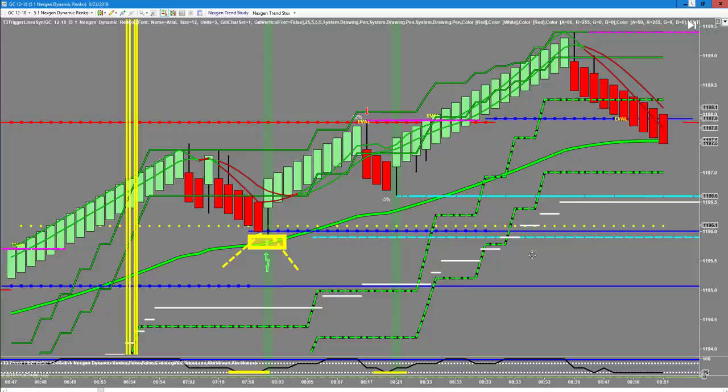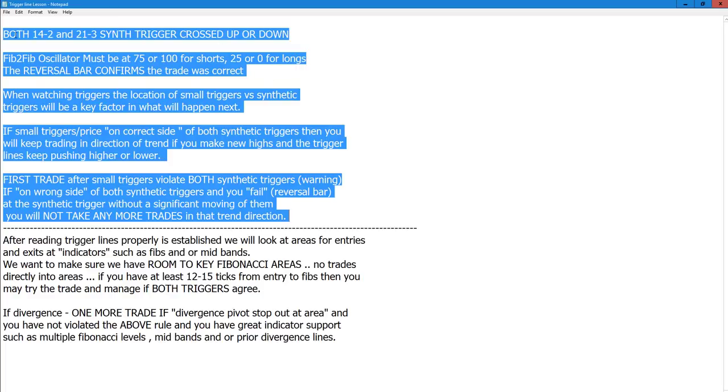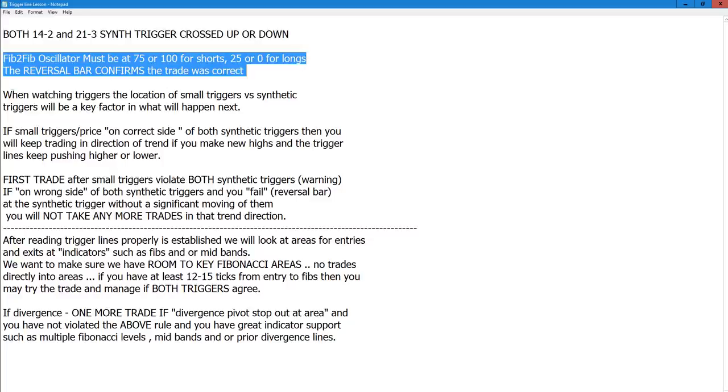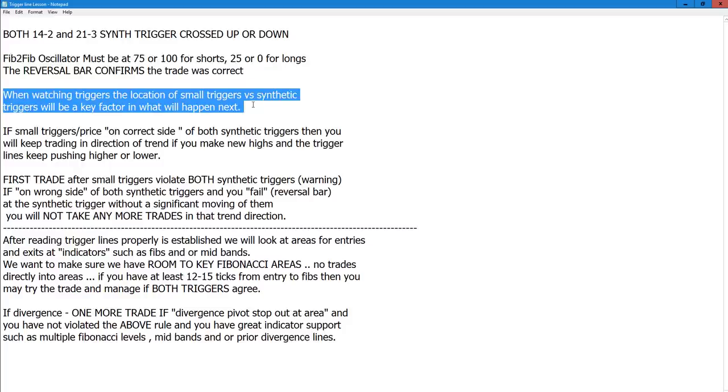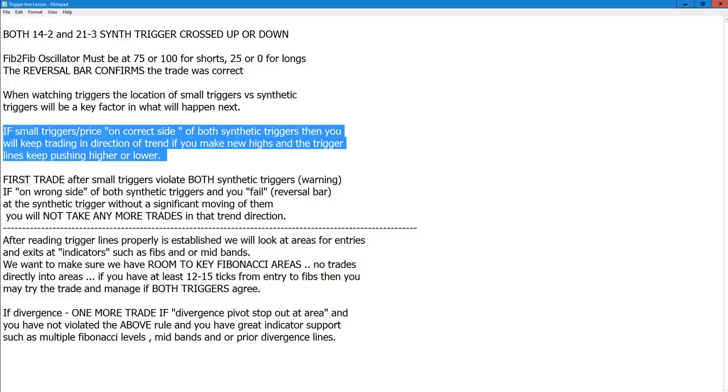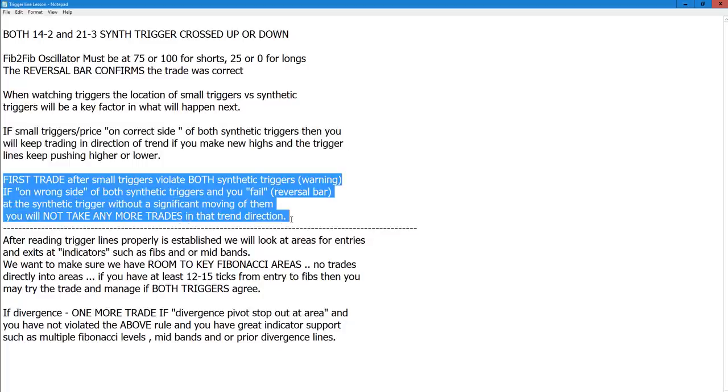Same thing we talked about before, same rules, same everything. We've already marked up all the trades. Both triggers crossed in our favor. Fib to Fib oscillator has to be in the right spot. Watching the location of our triggers. If the small triggers are on the correct side, we're going to do the trades. After the first trade on the wrong side, if we don't get through, we're going to stop doing the trades.